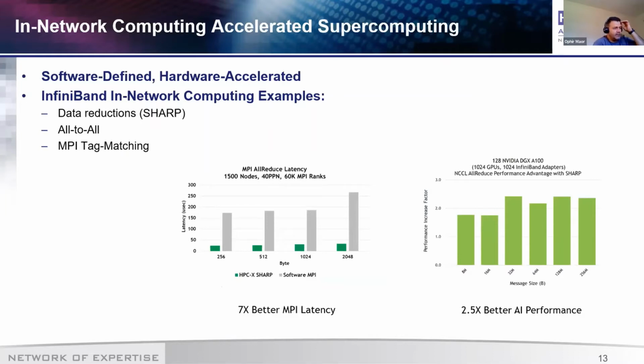This is an MPI Allreduce. Are you familiar with that? It's the Allreduce operation, one of the basic collectives of MPI. If you do it via the network, you significantly reduce the time it takes to do the collectives, instead of just the CPU doing the collectives.